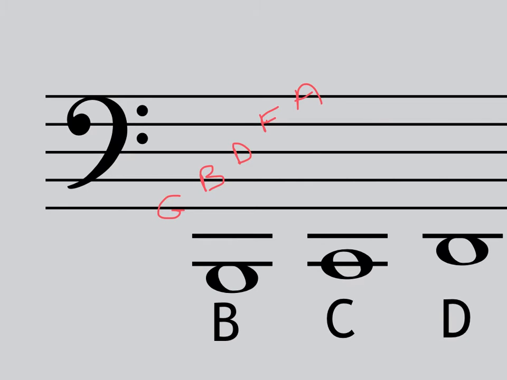Again, you can come up with your own little rhymes. George Bush died Friday afternoon. There are tons. He didn't actually die. But anyway, you can come up with your own silly little rhymes. In the spaces, you have A, C, E, and G. The traditional one, all cows eat grass. All cars eat gas. You can come up with your own.